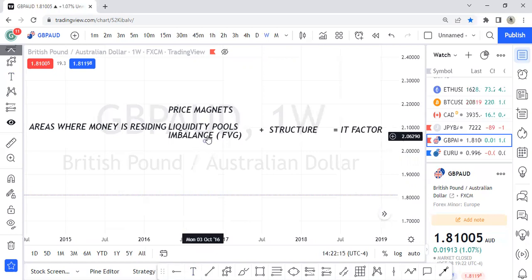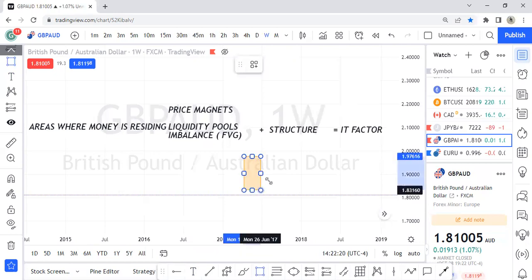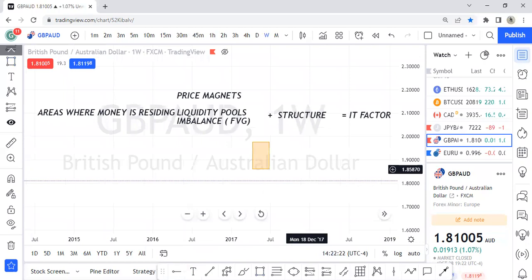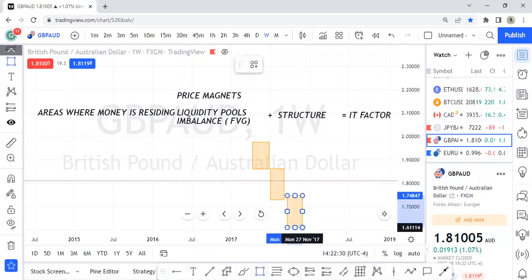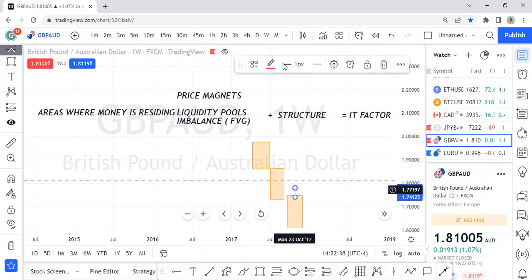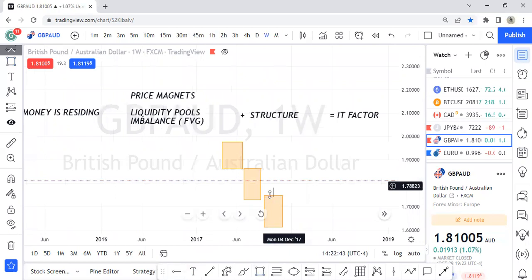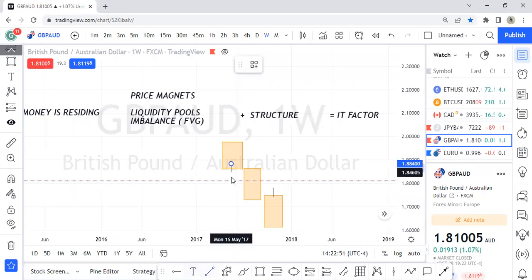Now, what is the imbalance? An imbalance basically consists of three candles. You have the first candle, then the second candle, and then the third. You always find three candles to make an imbalance. For each candle, you usually find a wick. I'm making this black so you can see it properly. Usually you always find a wick on a candle, and on the upper candle you also find a wick to the downside.